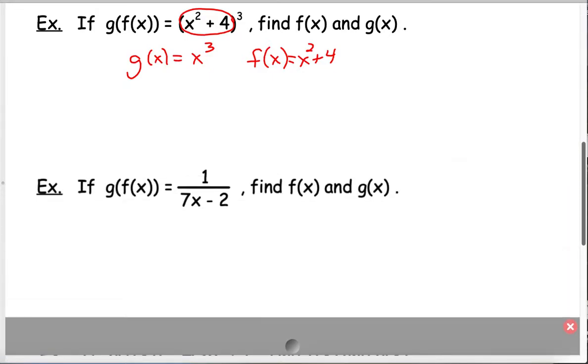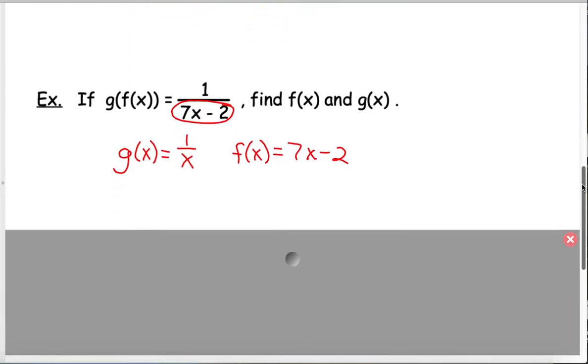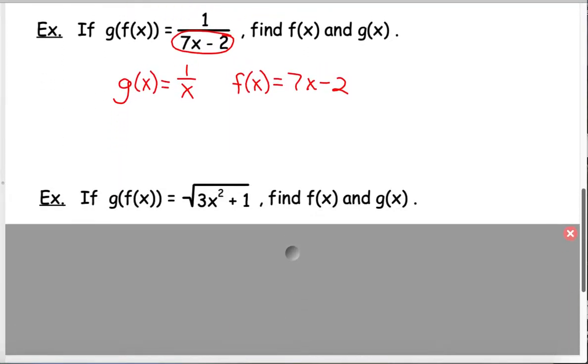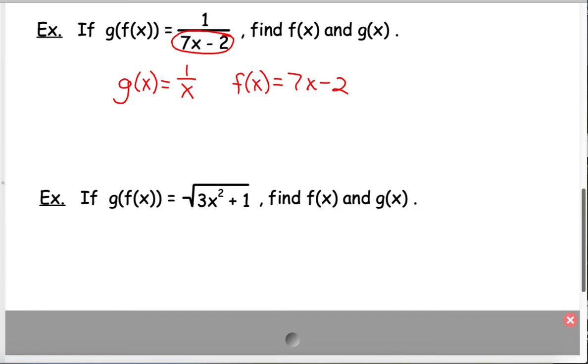Let's try another one. Find f and g of x for this one. So g of f gives us that. So when I look at this, I think, oh, the g function is 1 over whatever the input is. So that would be an easy way to go. I'll let that be 1 over x. And then f of x, I'll let that equal 7x minus 2. So that's another possibility.